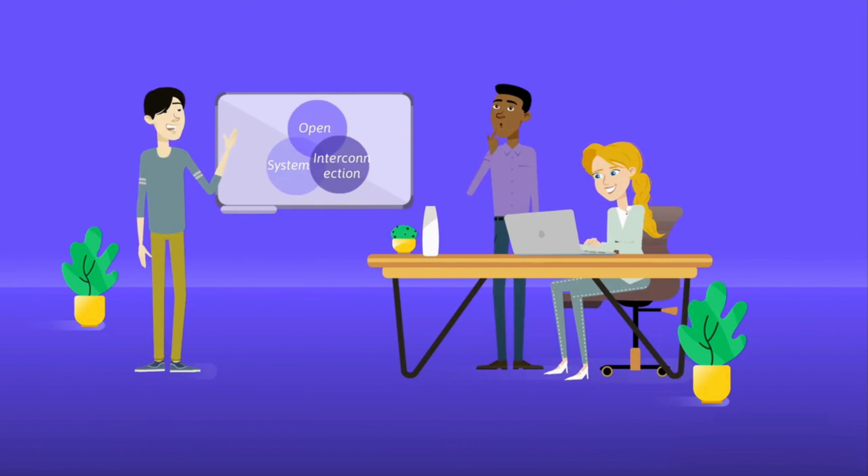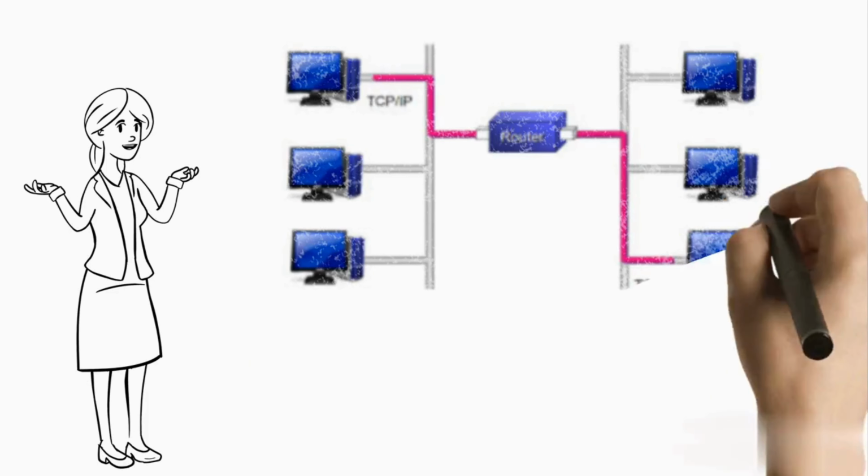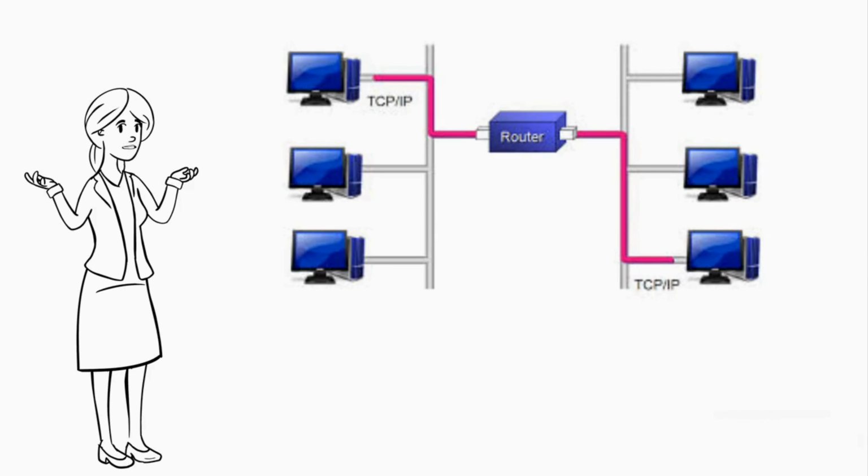To address these issues, a unified data transfer model known as the OSI, Open System Interconnection Model, was created. Alongside this model, standardized data transmission protocols were established to ensure compatibility and efficient communication across diverse devices and systems.